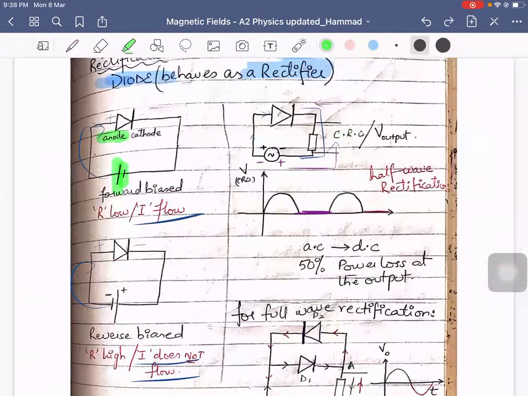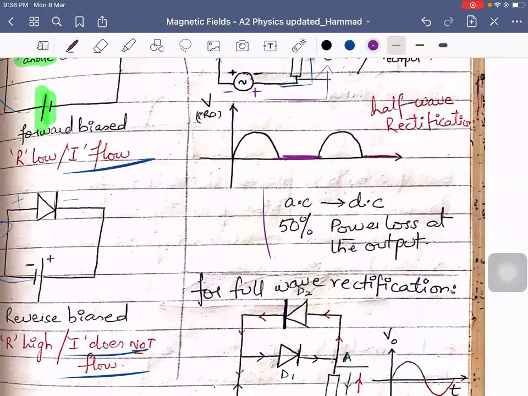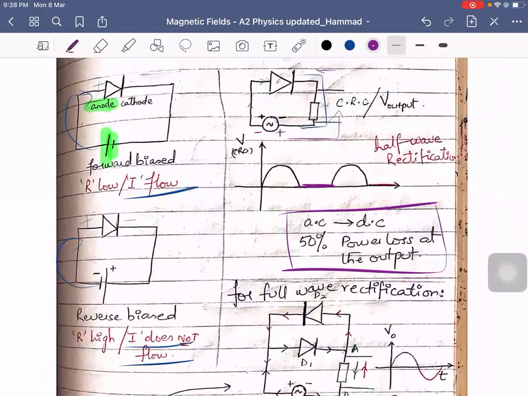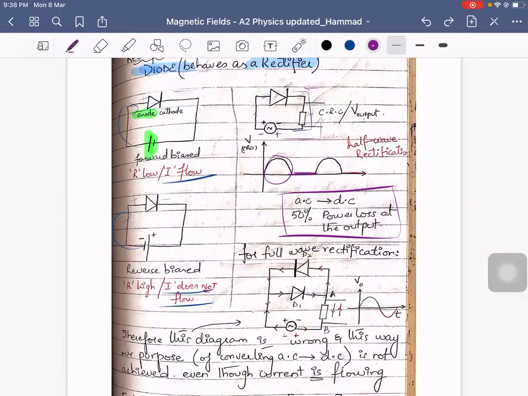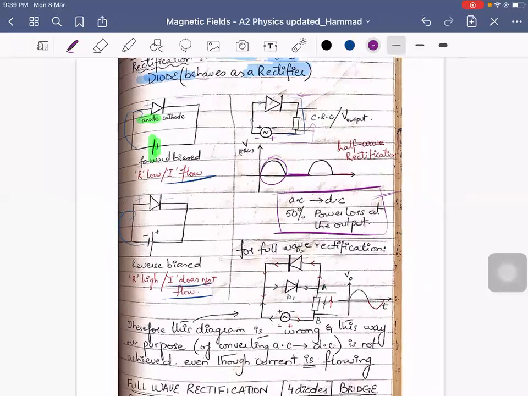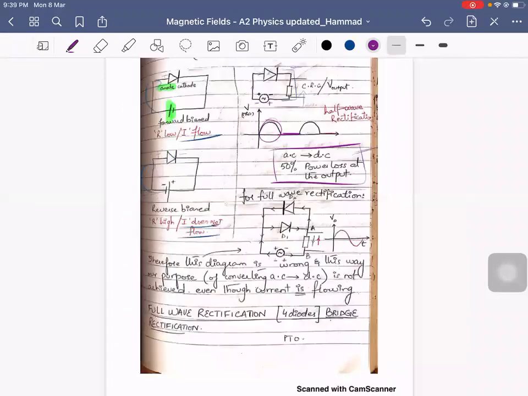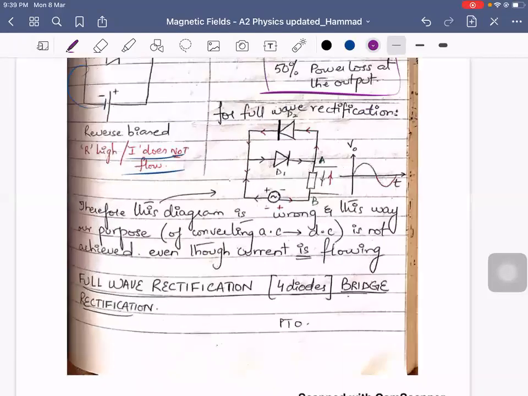Please understand one fact, that this is a 50% power loss, because for one part of the cycle you are converting the voltage and the current, but for the next part of the cycle you are unable to do so. So this is not a very convenient method. Power loss would simply mean that I am losing out on a lot of money. So we tend to move on to full wave rectification.